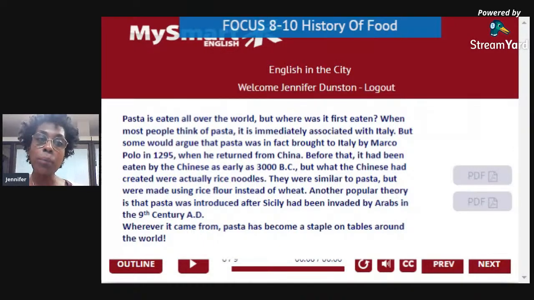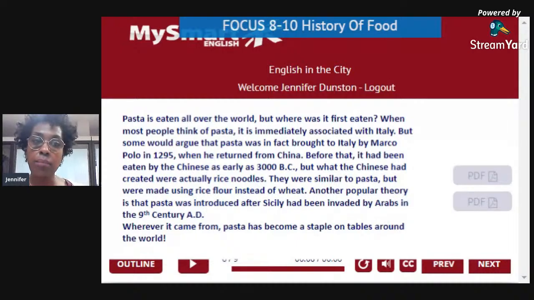Okay, so going back to our text, talking about the staple food pasta that originated in China as a rice noodle, and then they modified the system of making it, and they started making wheat pasta. We want to find our passive phrases in the text.